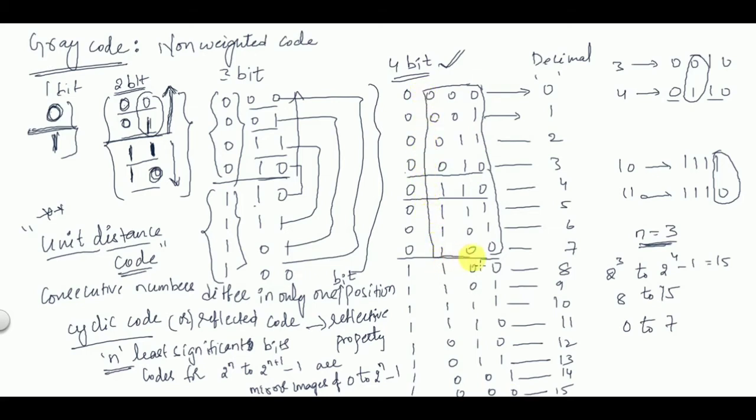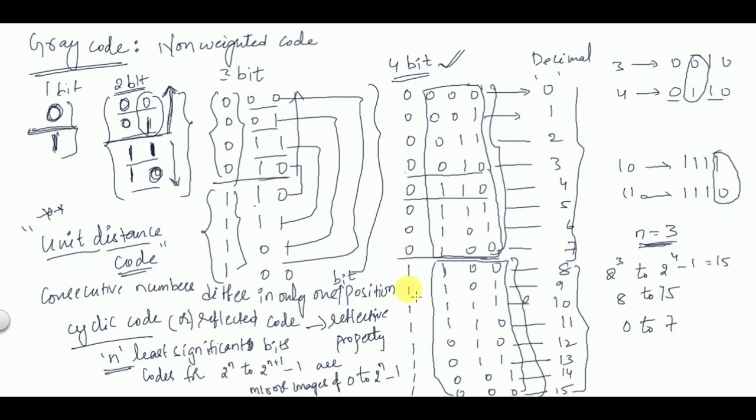So I am writing it in theoretical form. The 3 least significant bits from 0 to 7 are mirror images of the 3 least significant bits from 8 to 15. So this is what we have written, right? Using that property only we have written this 4-bit gray code. So these are mirror images for the least three significant bits of 0 to 7, mirrored for 8 to 15. These are all the properties of gray code. I hope you have understood.